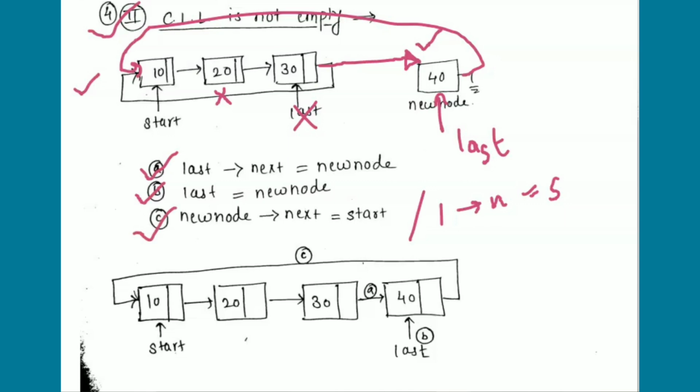So after these three statements, the link from 30 to 40 and from 40 to 10 is created as well, and last is updated with the new node. So this is a simple way to create a circular linked list. Hope it is clear to you.